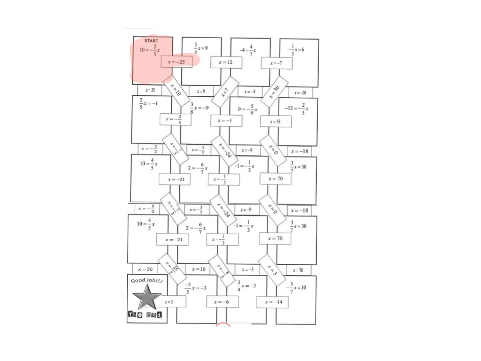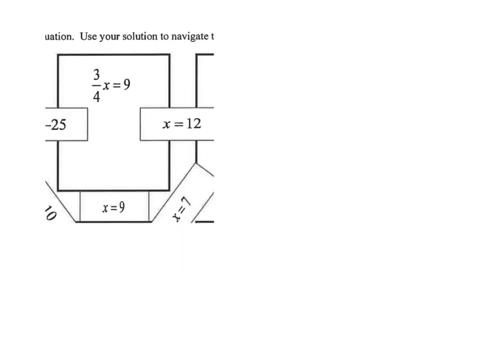Next one should be 3/4 x is equal to 9. So I've got 3/4 x is equal to 9. To break away the coefficient from the variable, I'm going to multiply by the reciprocal. The reciprocal is 4/3. I'm going to multiply that on both sides.